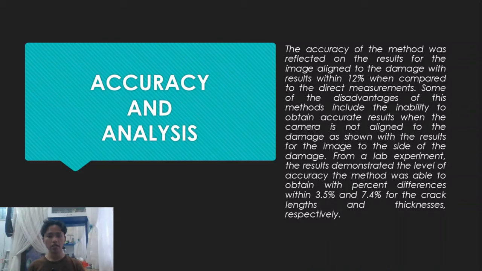Okay, now accuracy and analysis. The accuracy of the method was reflected in the result for the image aligned to the damage, within 12% when compared to the direct measurements. Some of the disadvantages of these methods include the inability to obtain accurate results when the camera is not aligned to the damage, as shown with the results for the image to the site of the damage. From a lab experiment, the results demonstrated the level of accuracy this method was able to obtain, with percent differences within 3.5% and 7.4% for the crack lengths and thicknesses respectively.